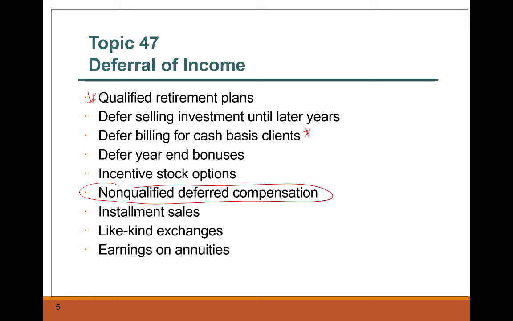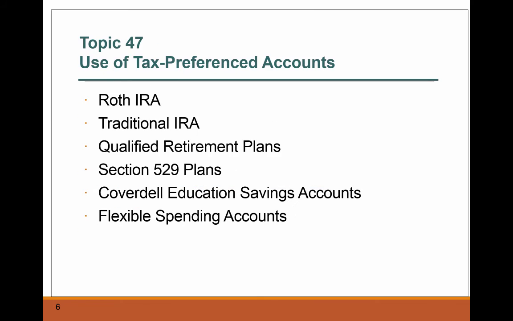You can defer year-end bonuses, and then you might give it in the following year just to have that deduction in that year. Incentive stock options, and then earnings on annuities. But I would say retirement plans and non-qualified deferred compensation plans are the most common.